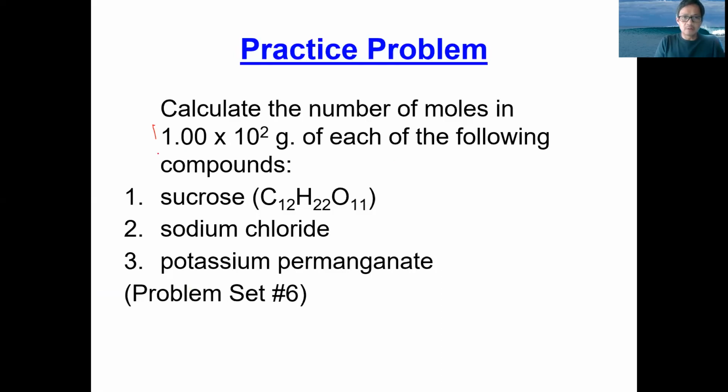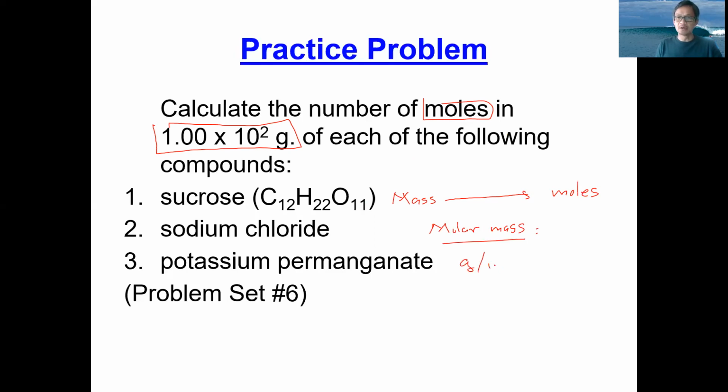If you notice here, we were told that we have 100 grams of each one of these substances. So we are starting out with the mass for each one of these, and what they want you to solve for is moles. For each one of these, the conversion is a mass to moles conversion. And remember, we have a conversion factor that lets us do that. We have what's called the molar mass. And the molar mass, remember, is expressed as the mass in grams per unit of moles.